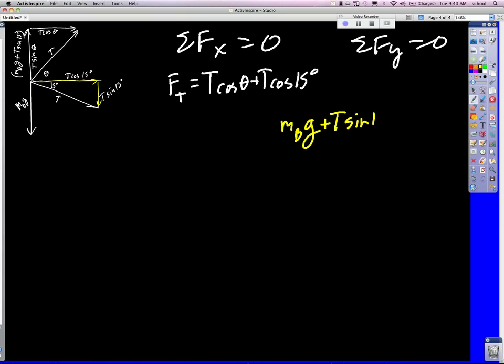For theta, what do we get? 67 point what? 67.7 degrees. So what for the force of traction? 80.7?